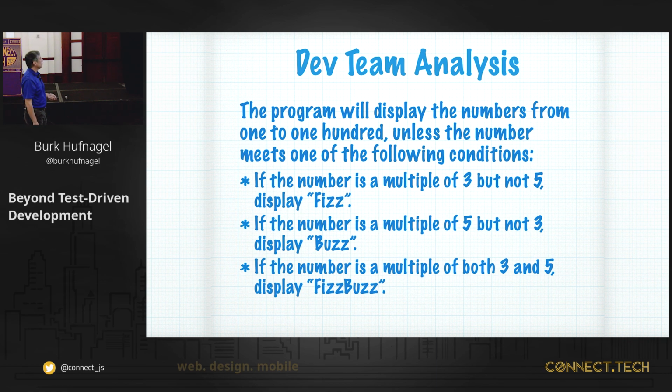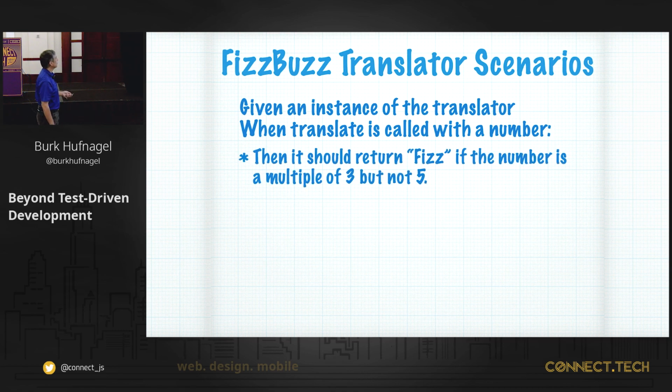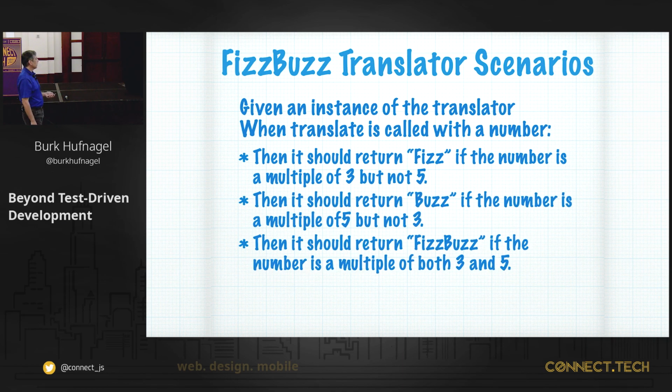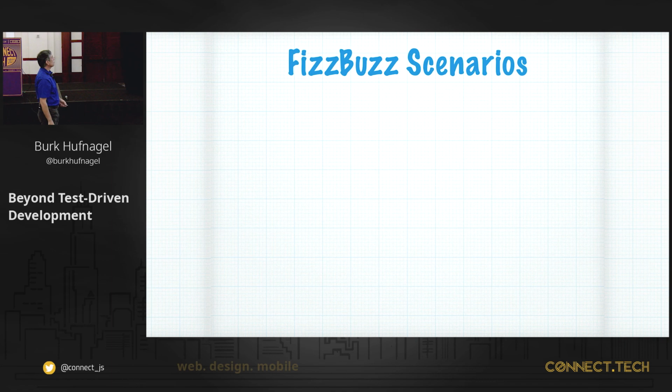That seems reasonable. So then we can create the scenarios from that. There's different types here. Given an instance when it's called with a number, then you get this, or then you get that, or then you get fizz and buzz. Otherwise, you get the number. Okay, so now it's looking more like something logical, something that you can actually turn into code. And that's what we're going to do here.